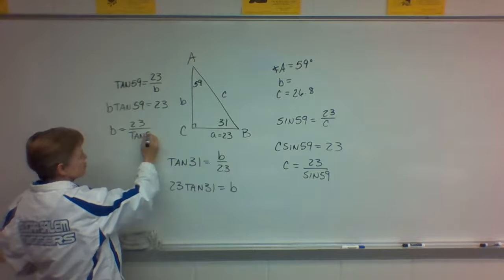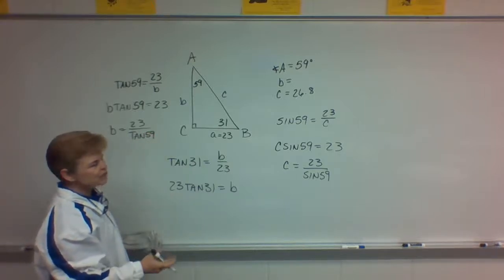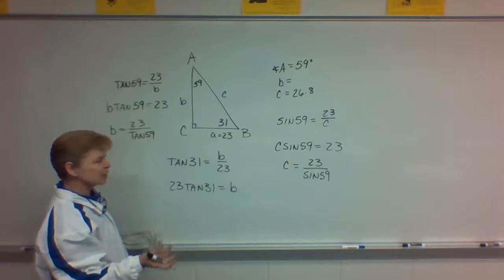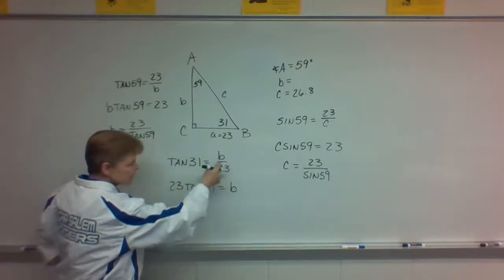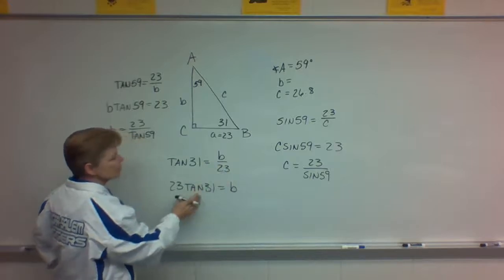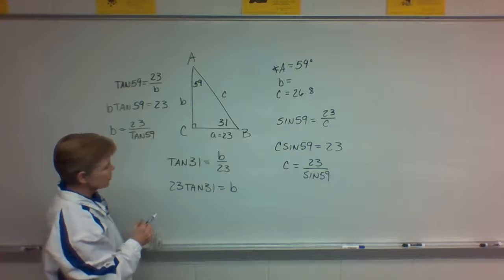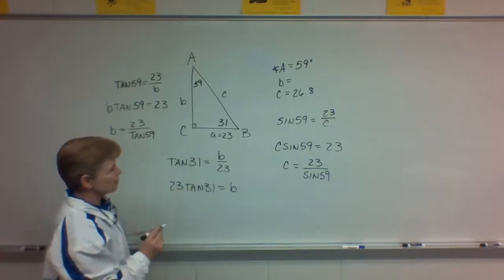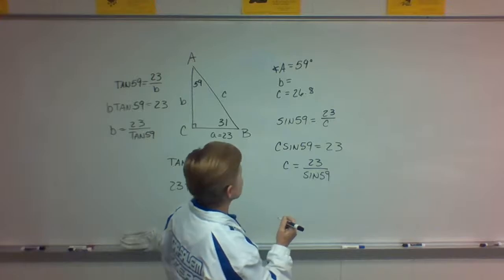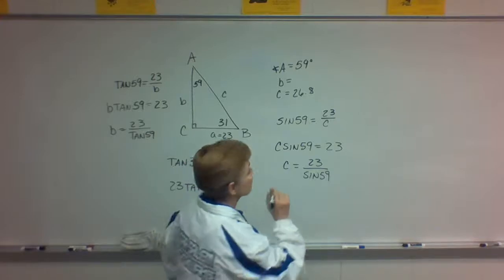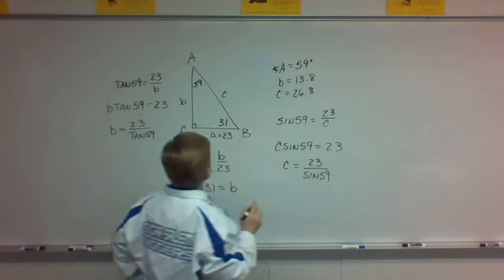Which one's correct? They're both correct. This one's quicker. I'm not saying take a long time to try to decide, because then you've wasted the time you would have saved. I'm just saying, if the denominator is a known number, your calculation will be quicker. That's all I'm saying. Okay? So 23 tangent 31 is what? 13.8. Okay? Does that seem right?